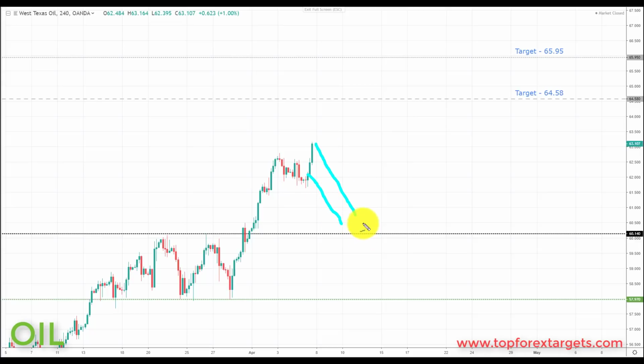If we can get a pullback, and preferably a retest of broken resistance from the past, turning support at the 60.14, this is going to be the preferable place to start to look for bullish formations and patterns. And we're going to be looking at initiating longs up towards the first key area of resistance to the upside in the target set at 64.58. And if we can get a break through here, we're going to be looking up towards the next key area of resistance to the upside in target 2, the 65.95.